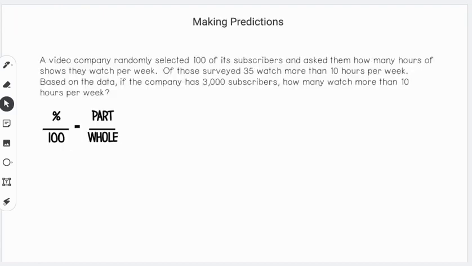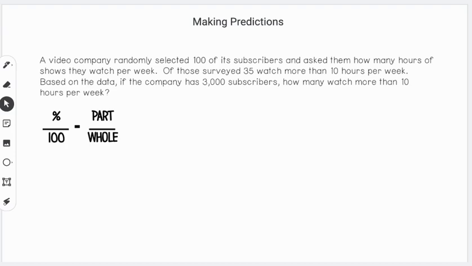All right, next we're going to look at making predictions. So our problem says a video company randomly selected 100 of its subscribers and then asked how many hours of shows they watch per week. Of those surveyed, 35 watch more than 10 hours per week. Based on the data, if the company has 3,000 subscribers, how many watch more than 10 hours per week? So the easiest way to solve these problems is to set up a proportion.